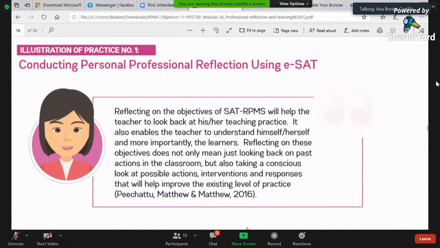Okay. Reflecting on the objectives of the RPMS will help the teacher to look back at his or her teaching practice. It also enables the teacher to understand himself or herself and, more importantly, the learners. Reflecting on these objectives does not only mean just looking back on past actions in the classroom, but also taking a conscious look at possible actions, interventions, and responses that will help improve the existing level of practice.